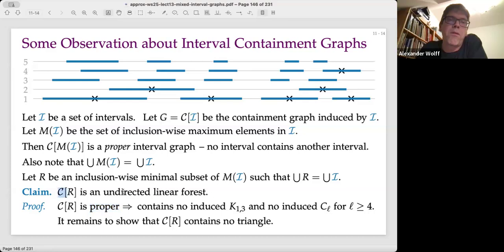Okay. So since this has a very simple structure, we may as well simply color this one and then repeat with the rest. That's the idea of the algorithm now. It will not be an exact algorithm, but it will be a good approximation.